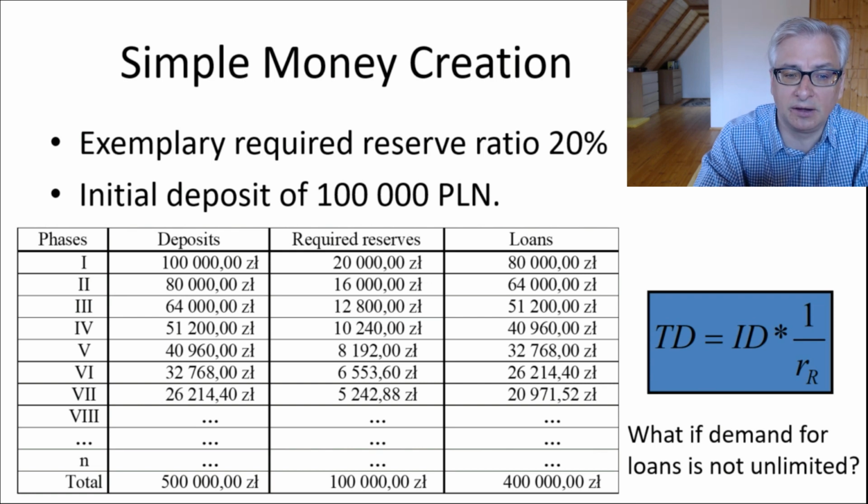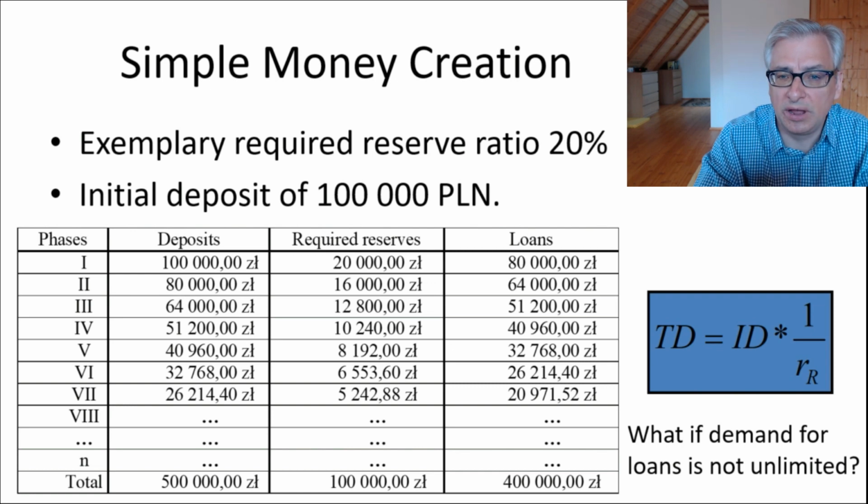This money will be another deposit of 64,000, which requires a reserve to be made. So we make a required reserve of 20%. 20% of 64,000 is 12,800, which leaves us with 51,200 of money that can be given as a loan. As you can see, this process can go on and on and on. And the question is, how many deposits can we create in this way?